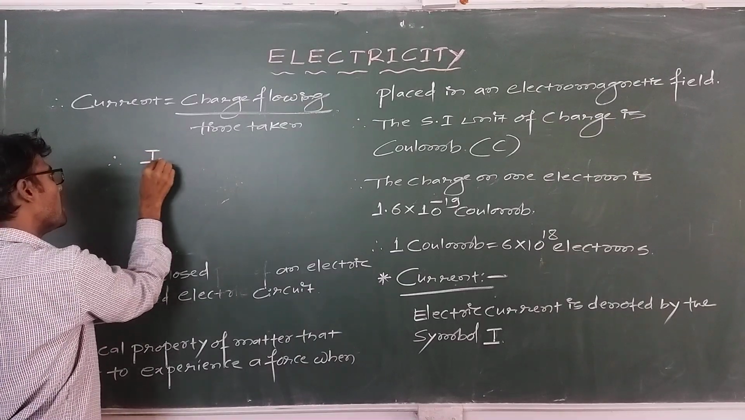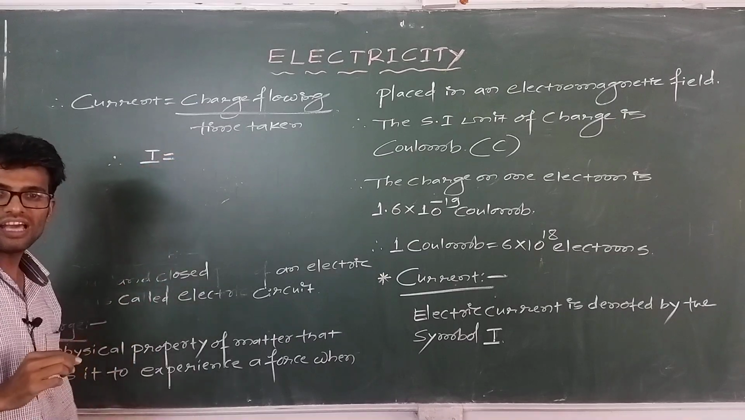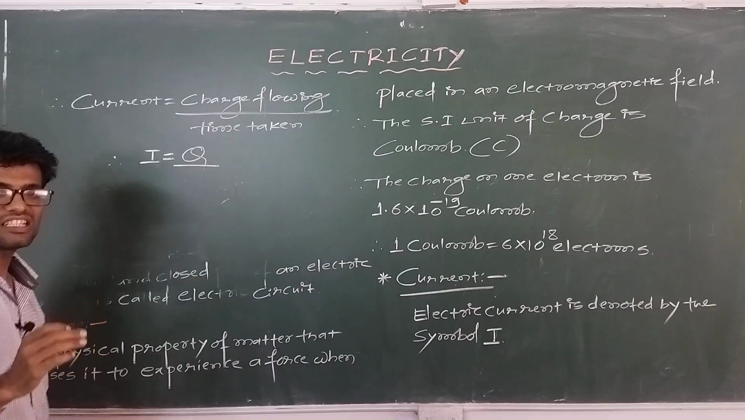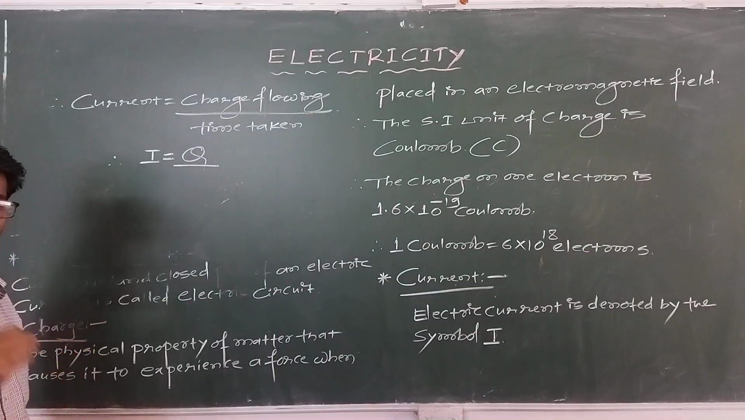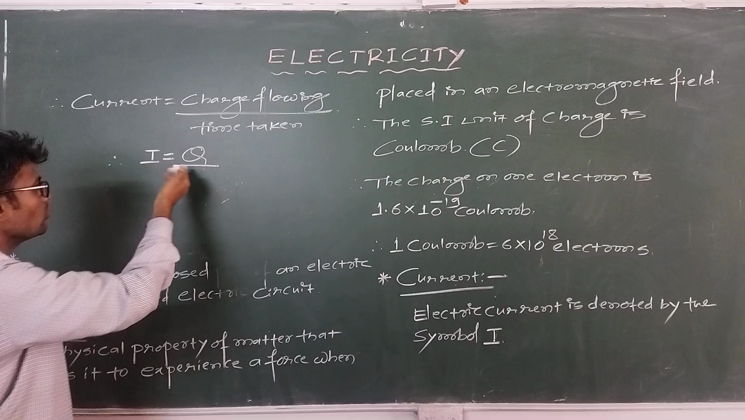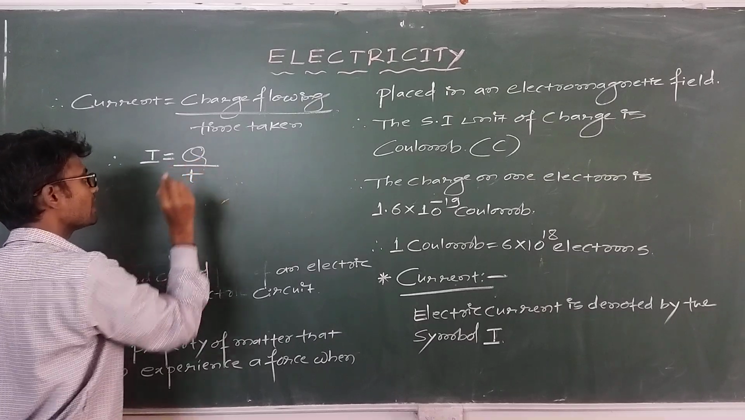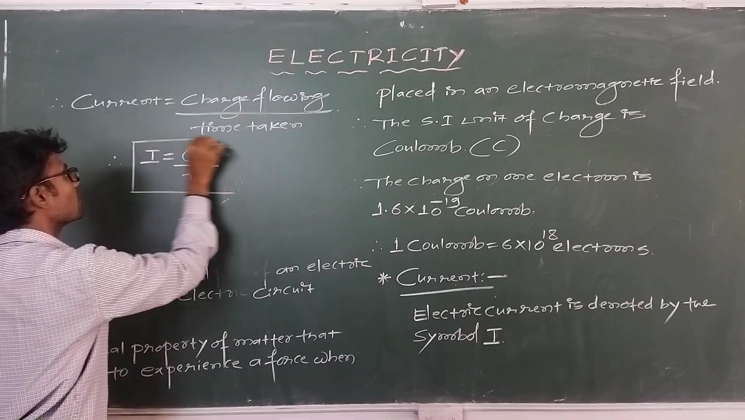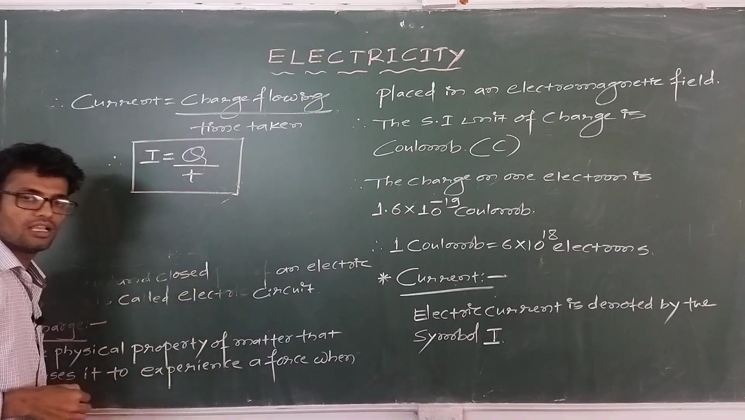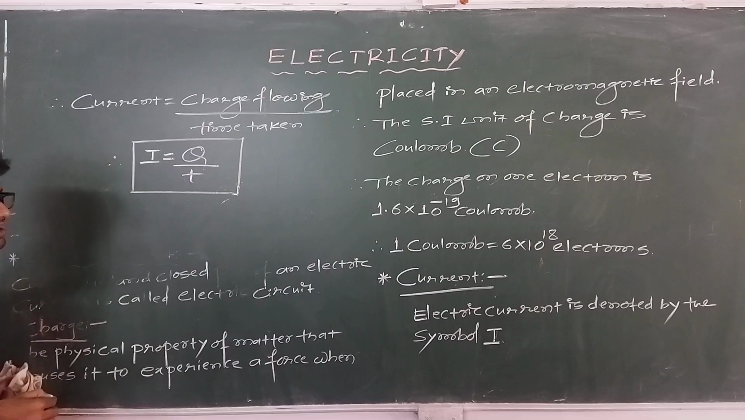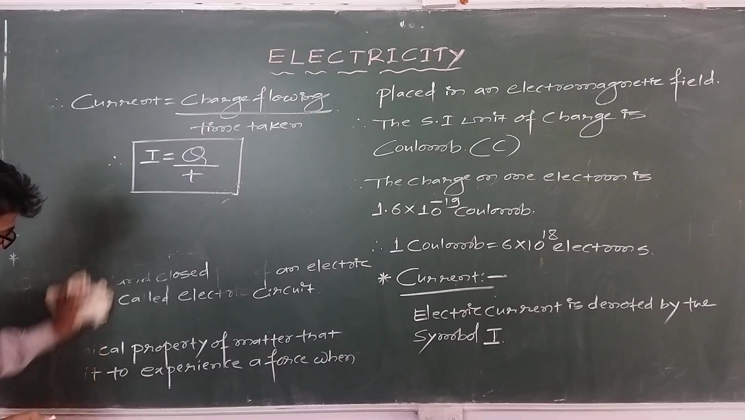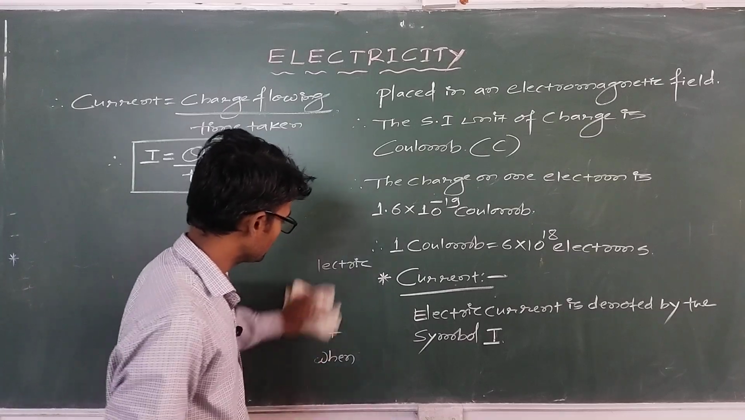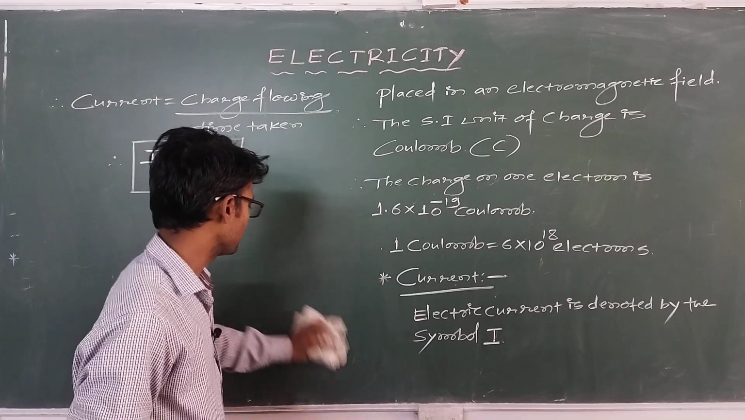Electric current is I. Charge flowing is Q, that is the net charge flowing in an electric circuit, divided by time taken, T. So this formula is very important. Remember, I = Q/T is the formula used to calculate electric current.